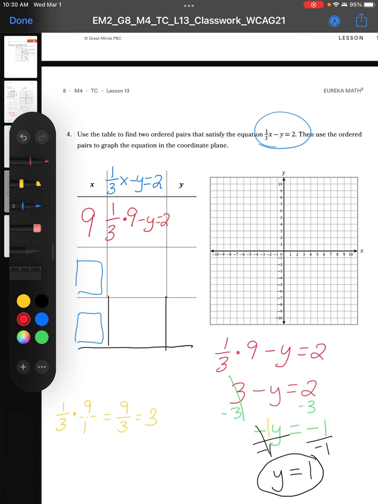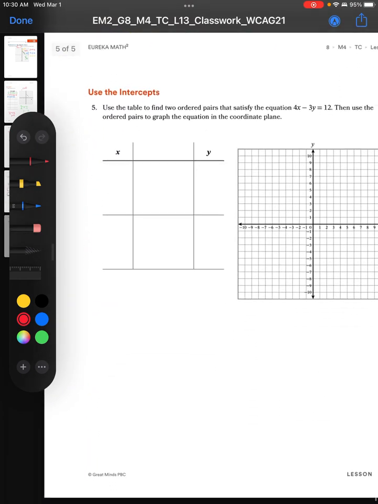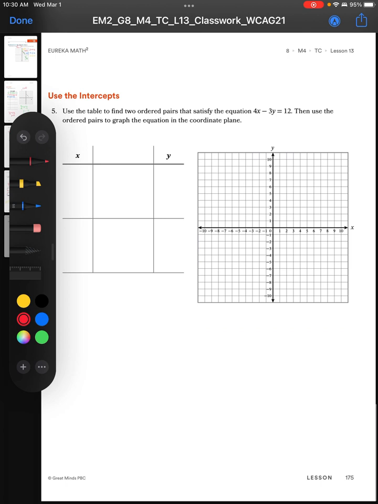I have my x, when my x is 9, my y is 1. So I'm going over 9, up 1. So I'm expecting that you are going to find 2 more points, graph them on the line, and then connect them with a line. Same thing on page 175. Definitely let me know if you have any questions.